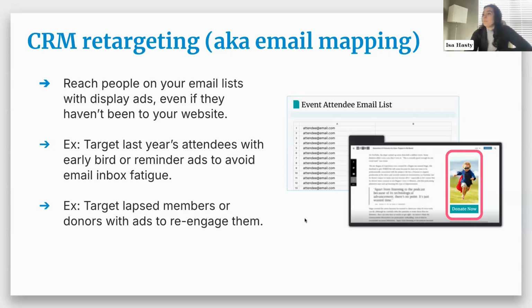So yeah, this is a great, a couple of examples here are targeting last year's attendees to an event with an early bird or reminder ads about this year's event. Like I said, targeting lapsed members or lapsed donors with ads to re-engage them. So, if you have an e-appeal coming up here for Giving Tuesday or end of year, you might want to serve ads via email mapping to people in your database who have given before, but maybe haven't given in a while.